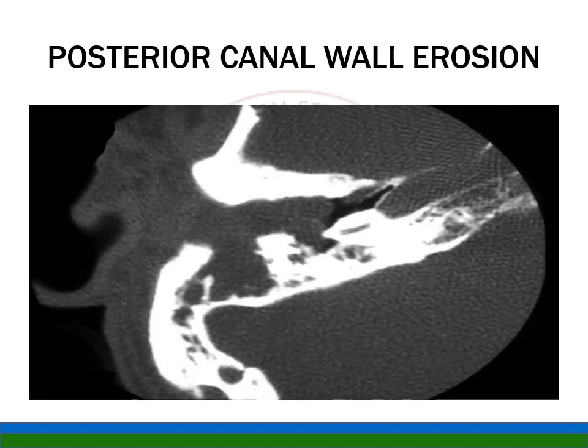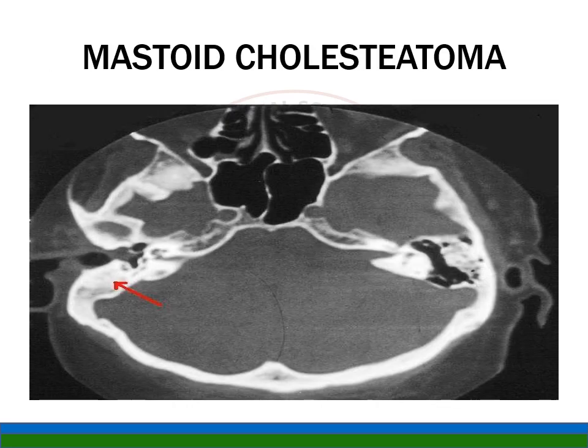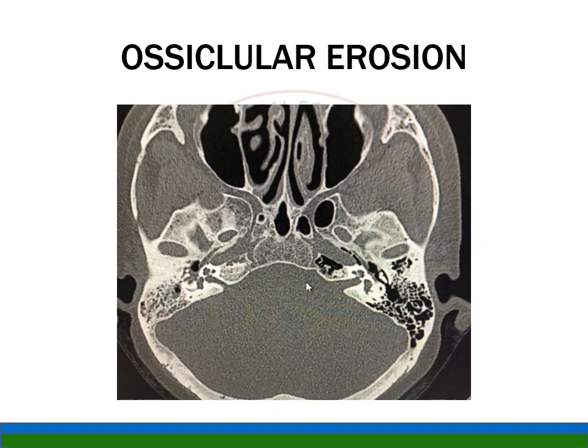Here you can see in the CT scan posterior canal wall erosion, you can identify. Here is mastoid cholesteatoma, the arrow mark shows a cholesteatoma in the mastoid region. You can compare with the opposite side. Okay, always you should compare with the opposite. See again the axial cut of the cholesteatoma. On the other side there is an ice cream cone appearance of the ossicles. On your left side there are no ossicles, meaning erosion of the ossicles.